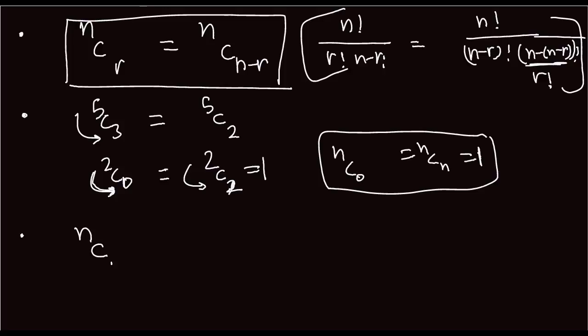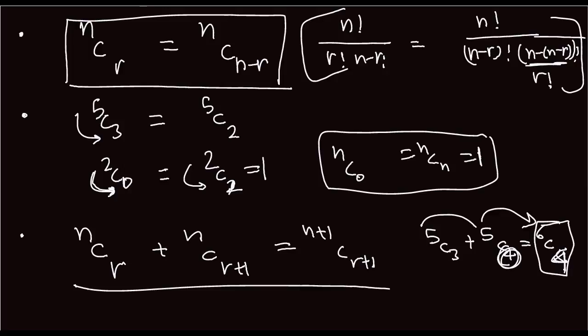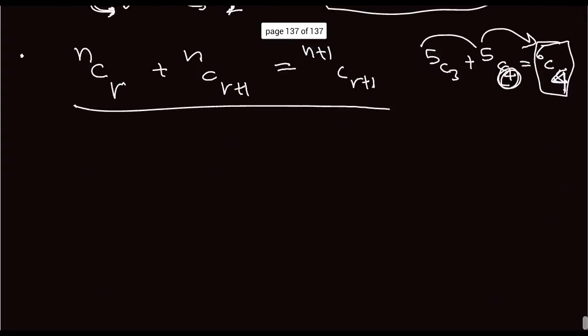The second one is nCr plus nC(r plus 1) equals (n plus 1)C(r plus 1). Fine. So 5C3 plus 5C4 equals 6C4, which is 15. You take the highest from the lower numbers, and if you have the same n here, then add 1 to the upper number and you will get the answer. This is an easy way to remember this.